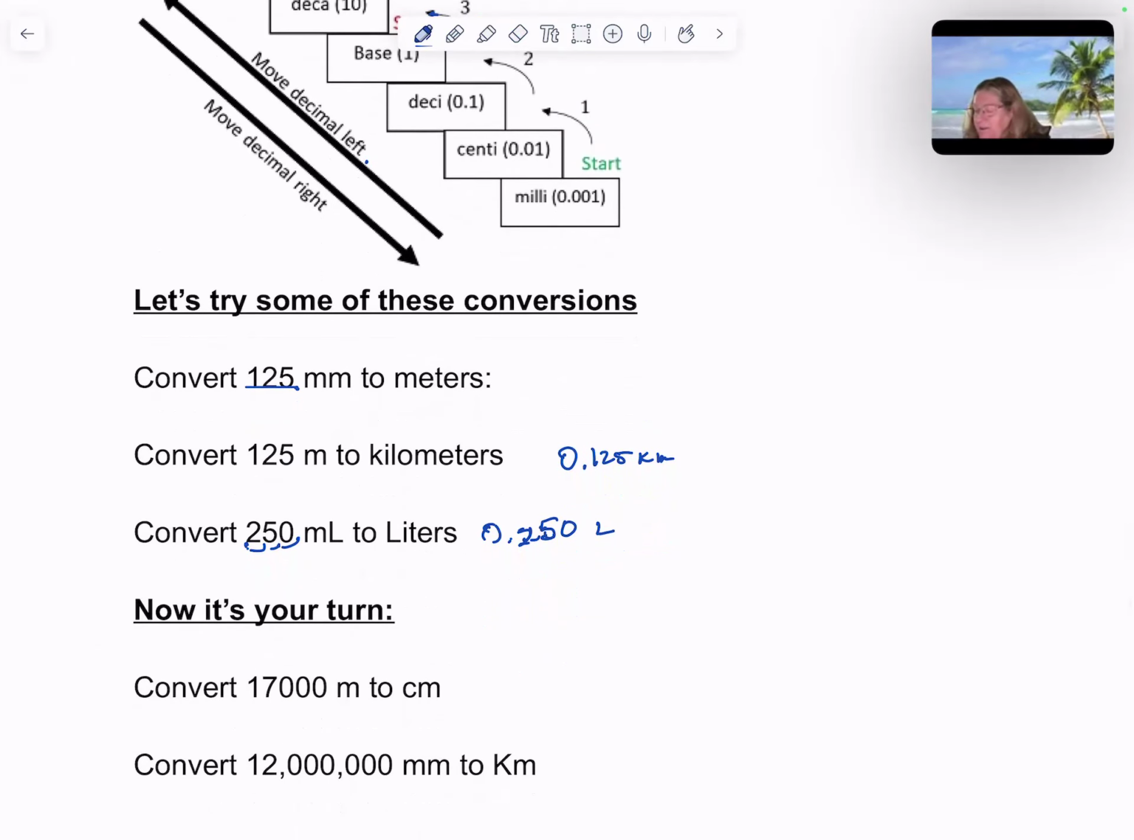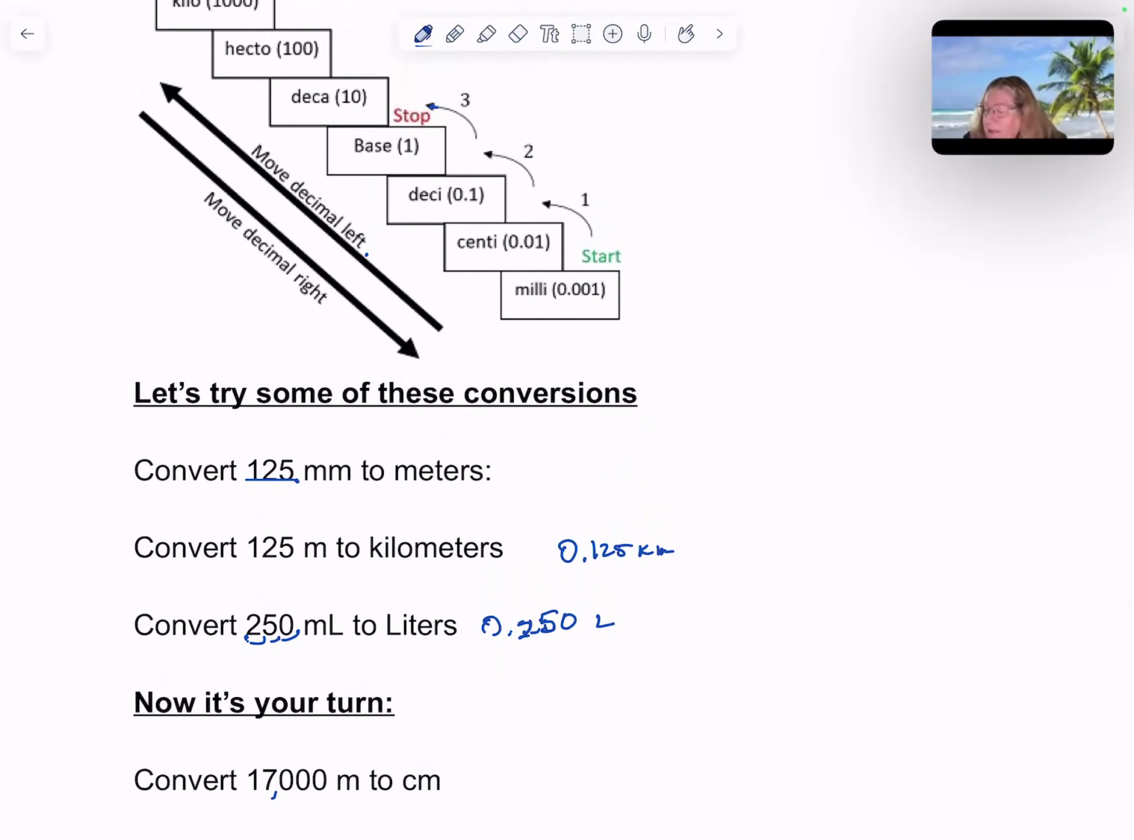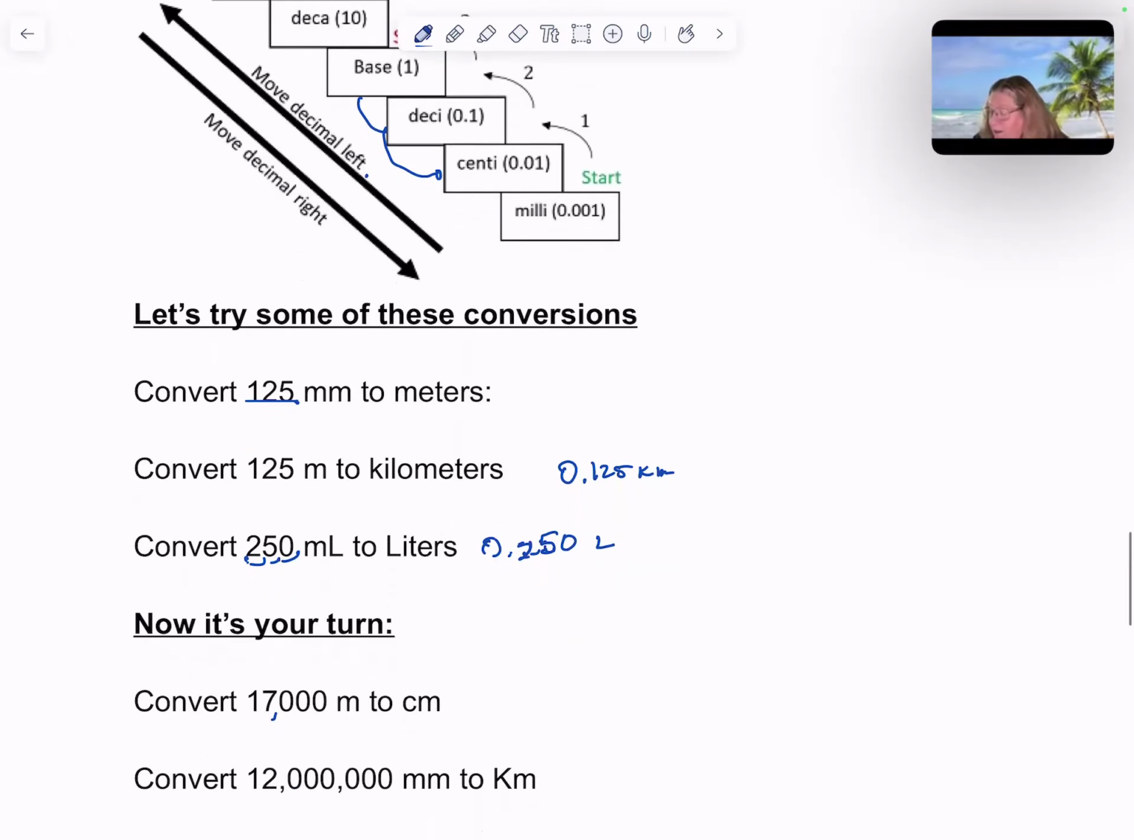We have, I like to put my commas in to make it a little clearer, 17,000 meters to centimeters. Well, if we're going from a base, a meter, and we're going down, we're going to go to deci, we're going to go centi, we're going to be going down 2 steps, so we're going to move the decimal to the right 2 times. So we've got 1, 2, 3. To go to the right 2 times, we're going to add 2 more zeros.